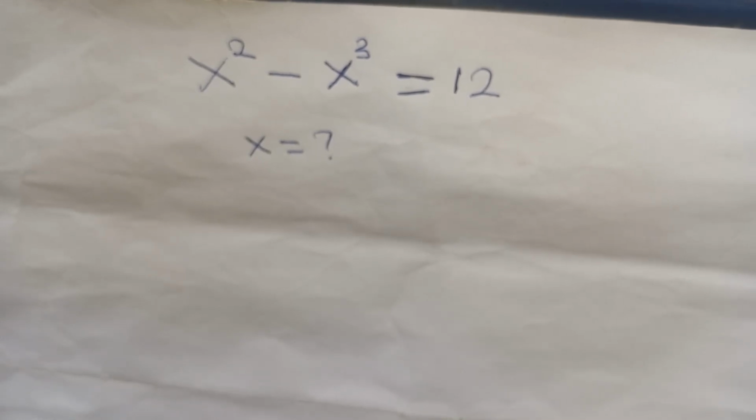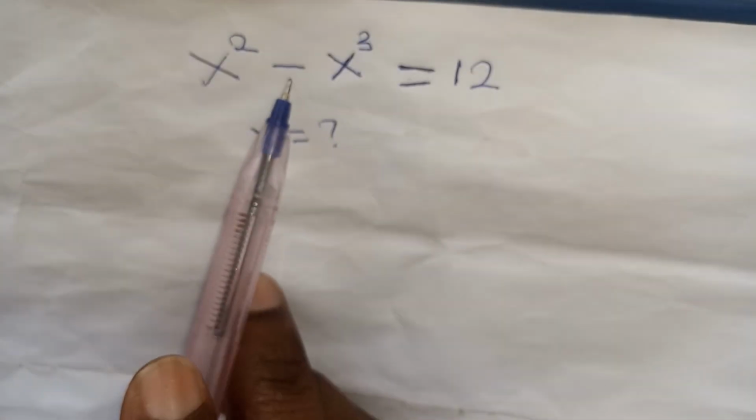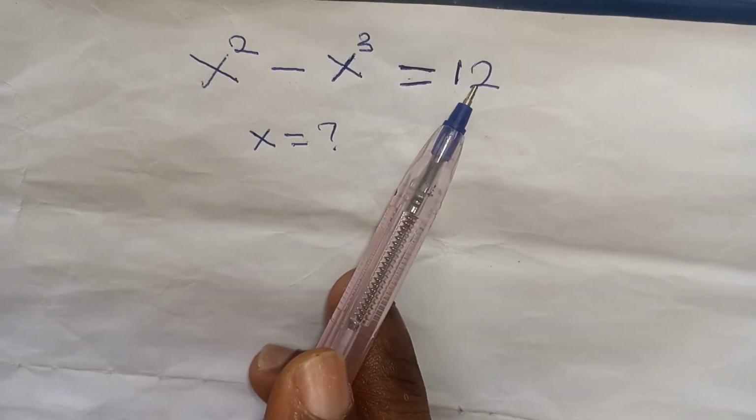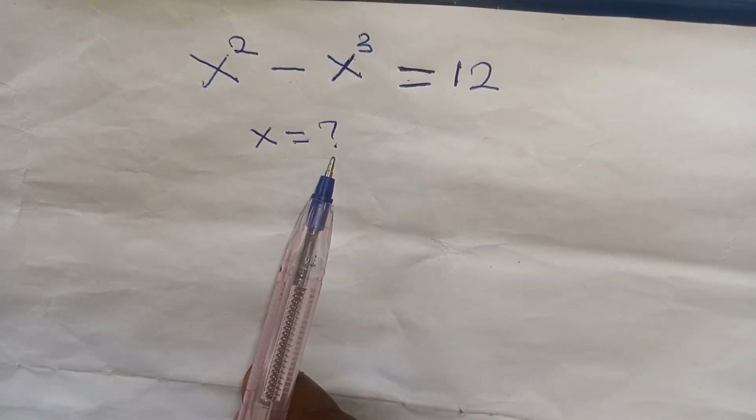I want to solve this nice polynomial equation which reads x squared minus x cubed equals 12. Then we are looking for all the possible values for x.